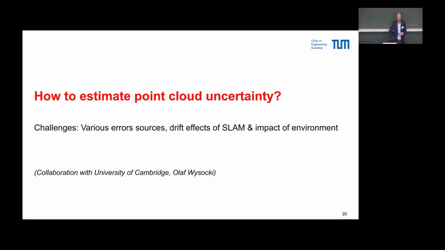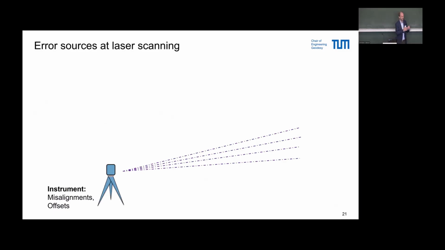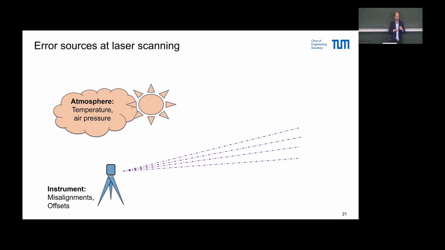So the first question: how can we determine the point cloud uncertainty? Because we need to know the uncertainty to be able to decide afterwards which information to trust and which information not to trust. So basically, we have several error sources that we need to tackle in laser scanning. I will just give you an impression of what this means. We have a laser scanner that has misalignments, that shoots the laser beams into the wrong direction. Then the laser beam crosses the atmosphere, which also brings in uncertainty.